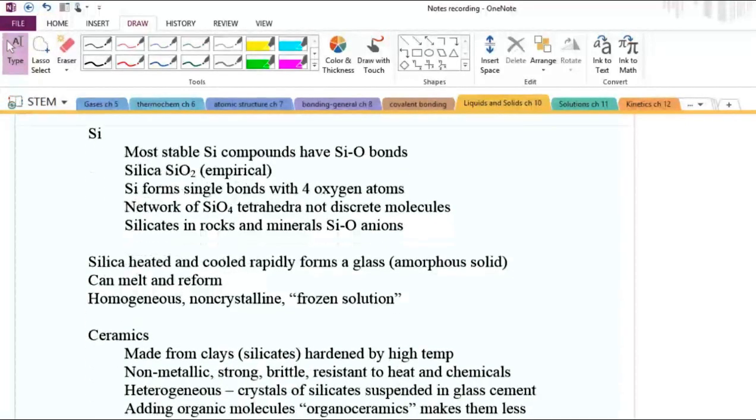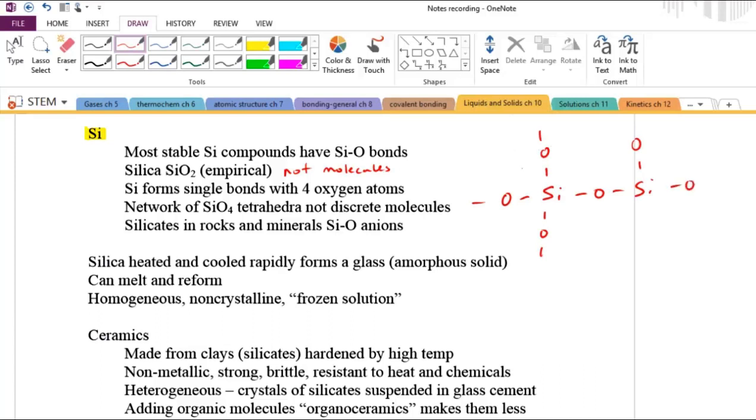Now in silicon, we mostly have silicon-oxygen bonds, and SiO2 is actually just the empirical formula, not discrete molecules. And so we get Si with O's in all of the different directions, and then the O's can bond to another Si, which can bond to the 4 O's, and so on and so on and so on. You get the idea.